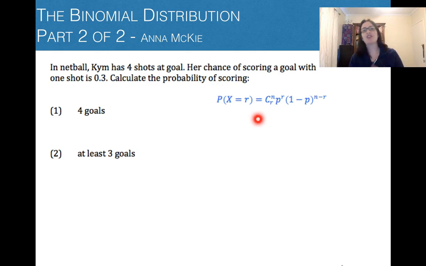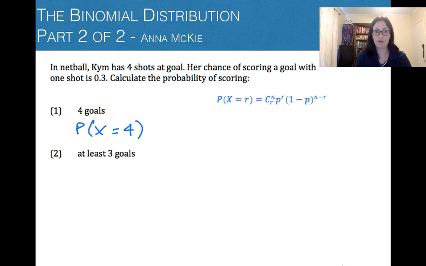So we're going to do a combination of doing it by hand, which is using the run mode, and then also using our stats mode. Each time around we must write out a probability statement. So capital P, what's the probability of scoring? And we always write X is equal to, and in this case, 4.